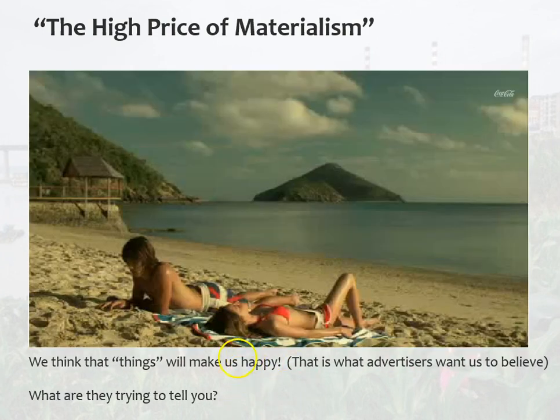And so this leads us into that first advertisement that we watched from Coca-Cola. We're going to watch that again, and I'll go over a few of the messages they're portraying that relate to this belief that stuff is going to make us happy, that certain physical things and characteristics are going to make us happy. So let's go over that again.